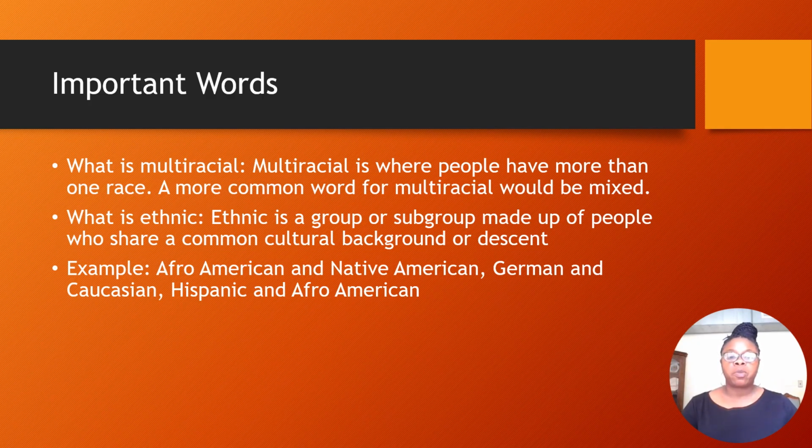A few key terms that are important for us to understand this better would be, what is multiracial? Well, multiracial is where people have more than one race. A more common word for multiracial would be mixed. What is ethnic? Ethnic is a group or subgroup made up of people who share a common cultural background or descent. Examples of multiracial would be Afro American and Native American, or German and Caucasian. Another example would be Hispanic and Afro American.